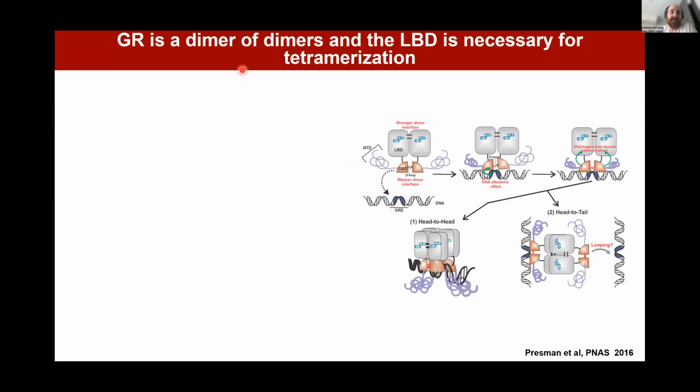So with that, and other experiments and some other work from others, we came up with this model where GR is basically a dimer and it binds to DNA. There's a conformational change in the DNA binding domain, which somehow triggers also a conformational change in the LBD, which is ultimately responsible for the tetramerization. And we don't know if the tetramer is a head-to-head or a head-to-tail configuration. We don't know that yet.